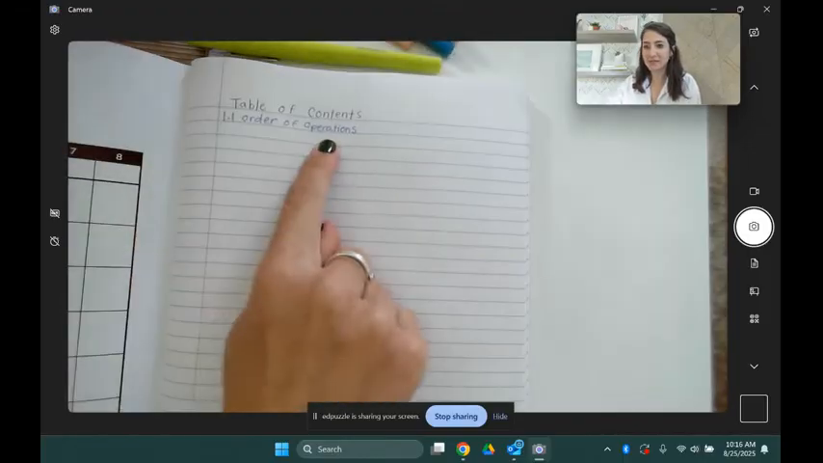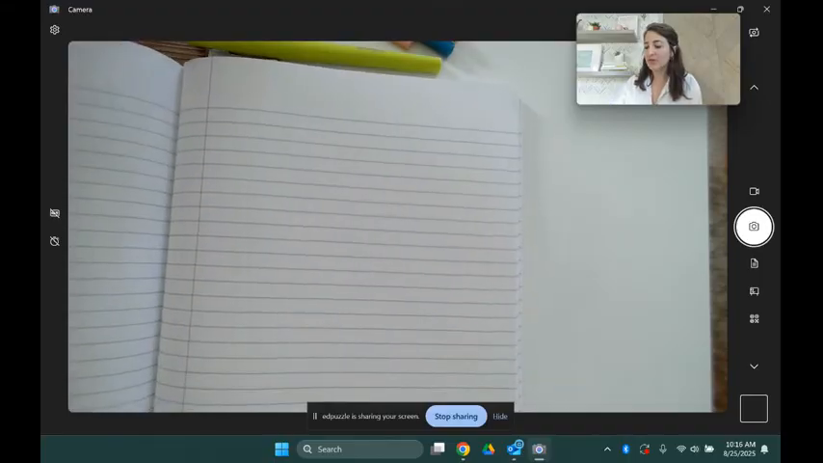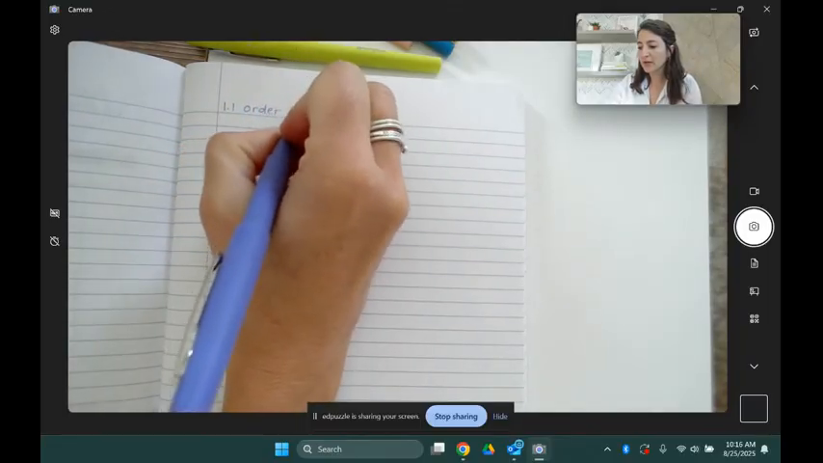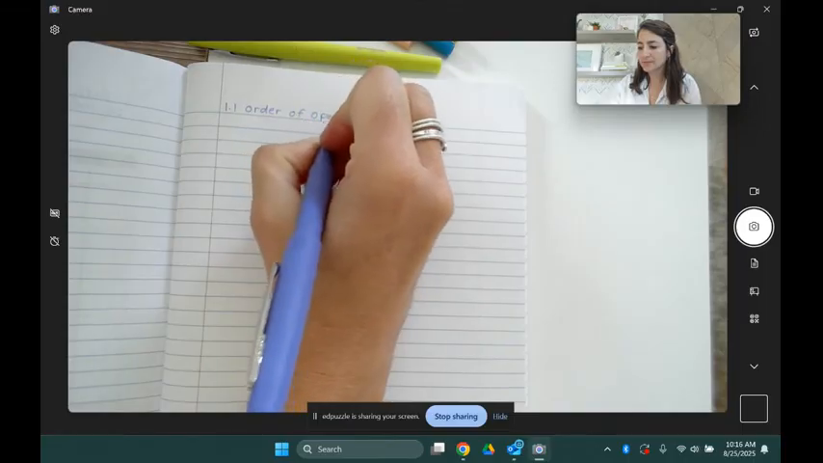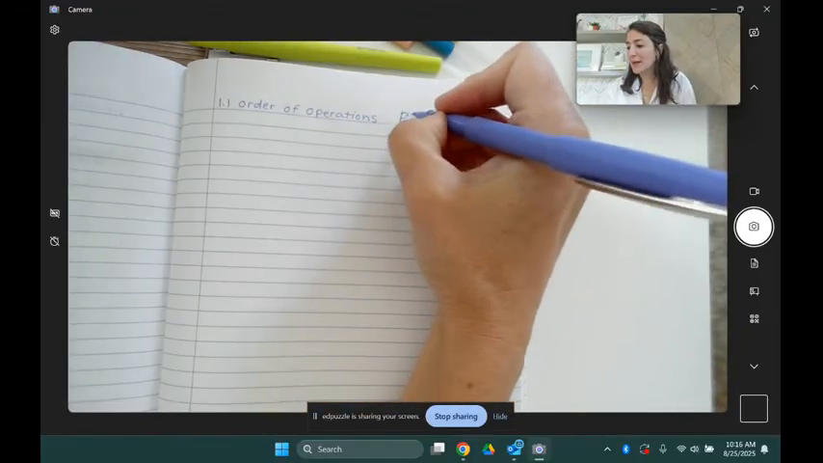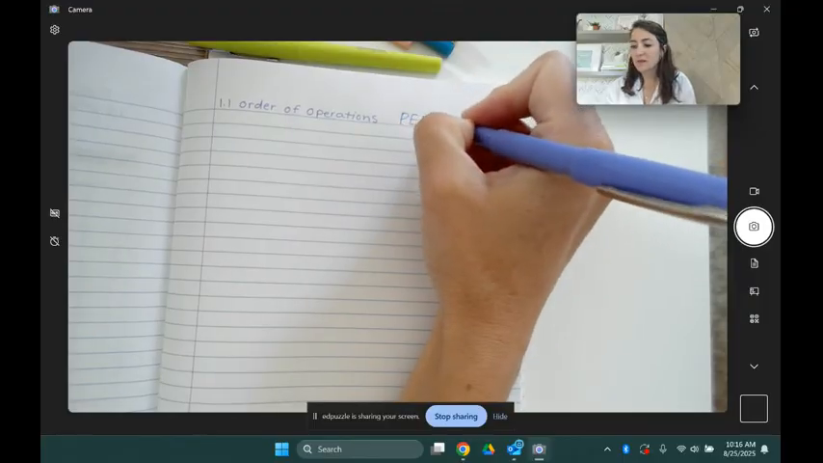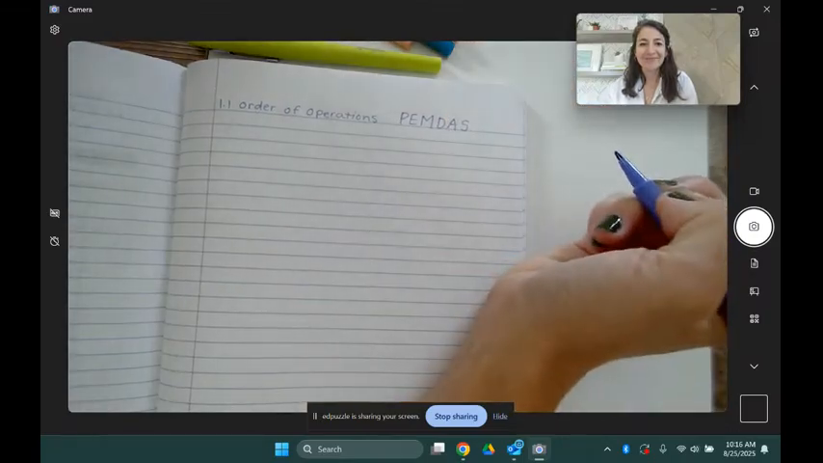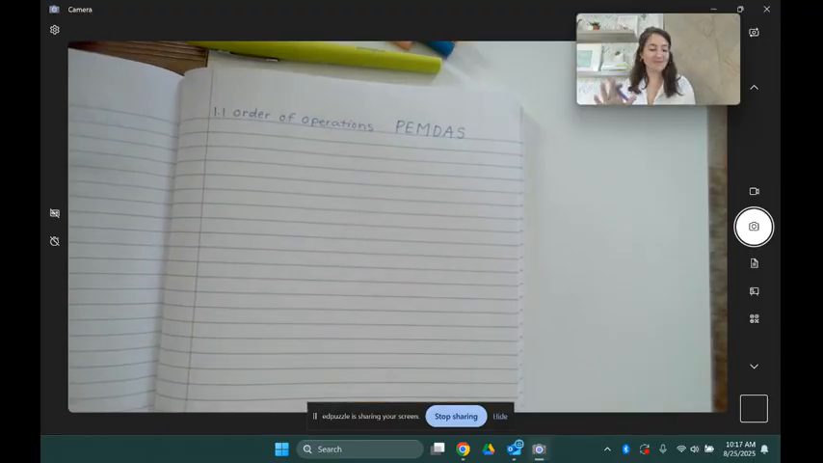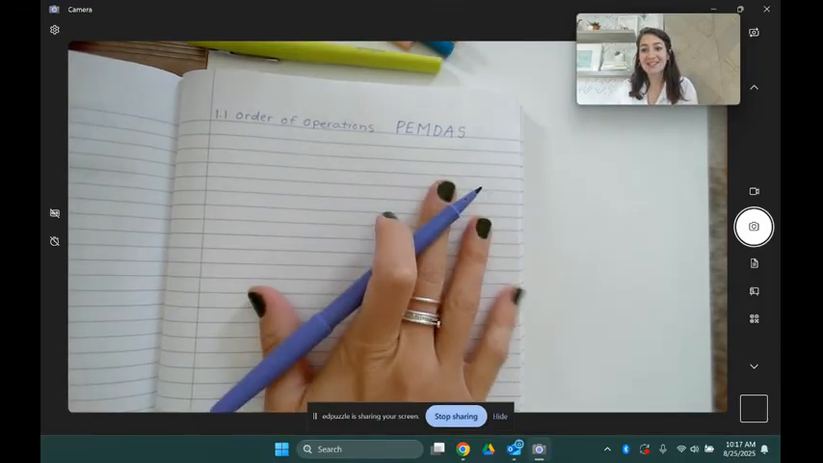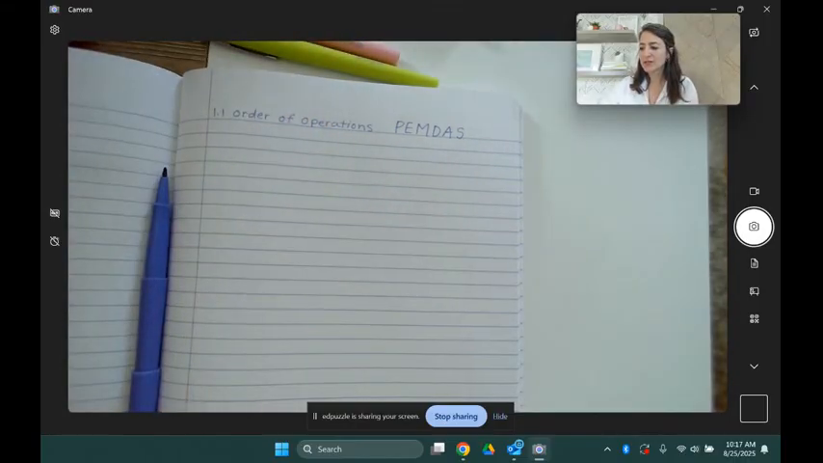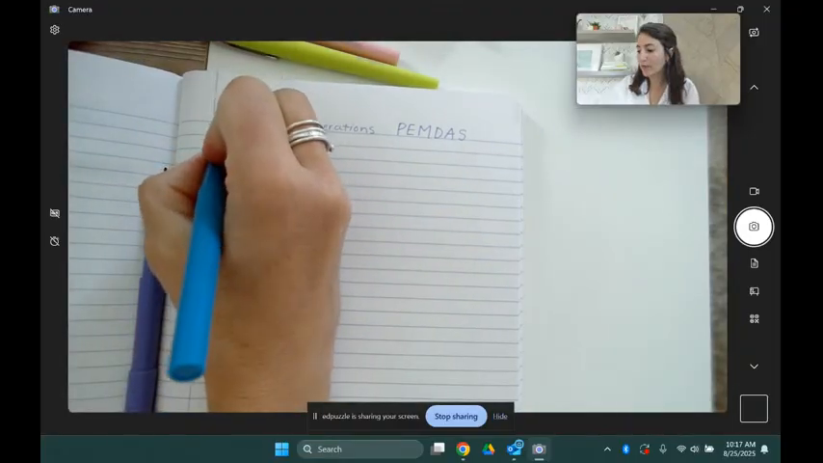So I'm going to add this to my table of contents, and then I'm going to open up to the very first blank page and write the same thing. 1.1, order of operations. Sometimes, like I said, this is referred to as PEMDAS. This is going to be a great page to check back on throughout the year if you need a little refresher on anything numbers, algebra related. So PEMDAS, this is an acronym. There are kind of four pieces to it. The first is the P. P stands for parentheses.